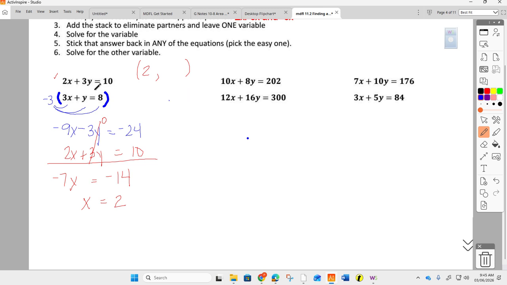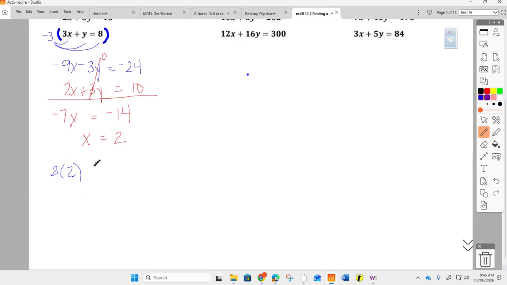Okay, that's all right. So we can take this 2 and plug it back in to either of these original equations. Right? So I'm just going to use the first one, 2x. So now we know that x is 2. It's 2 times 2 plus 3y equals 10. Now I have an equation that only has y for the variable. I can isolate the y to solve for y. So 4 plus 3y equals 10.